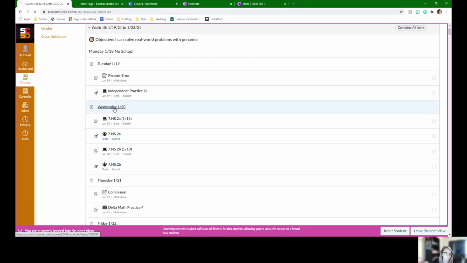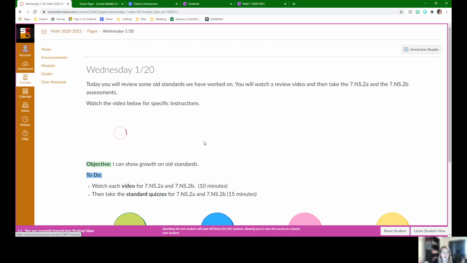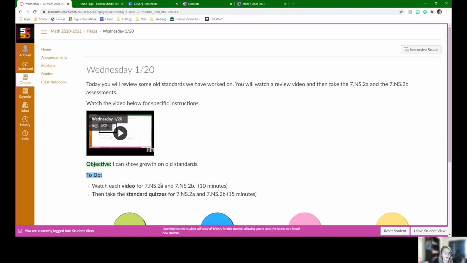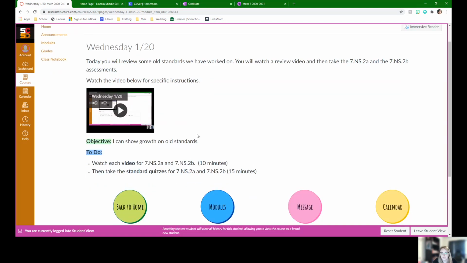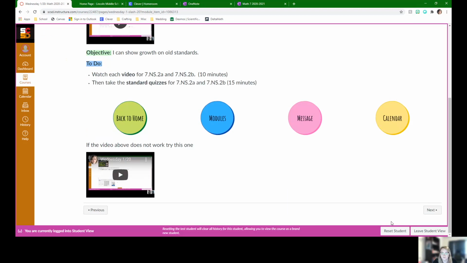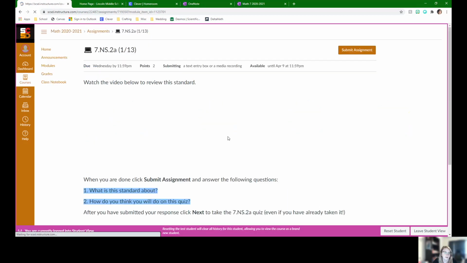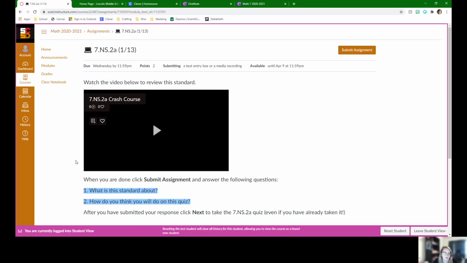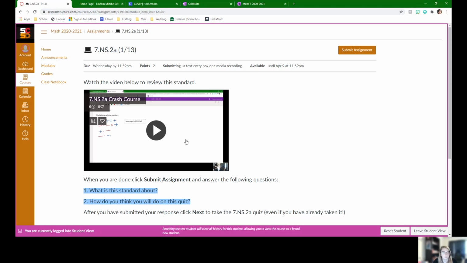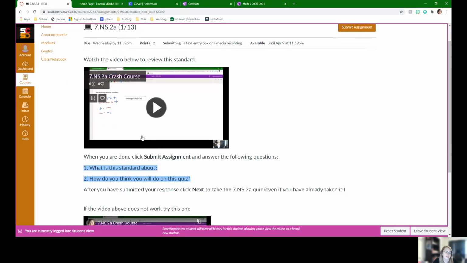For Wednesday, we're going to be working on some old standards again. This will be like our third time cycling through these standards, so this should be a little bit familiar. There are still direction videos if we need them each day. I know Wednesdays are independent work days. For the 2 standards we're working on today, there's a crash course video that I made with some tips and tricks on the standard, and students just need to answer the 2 questions.